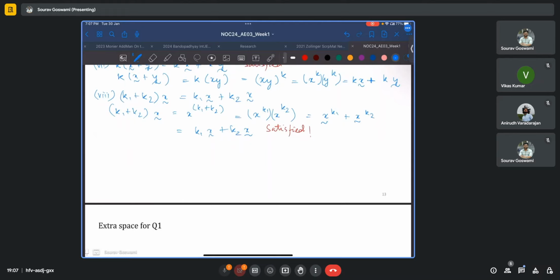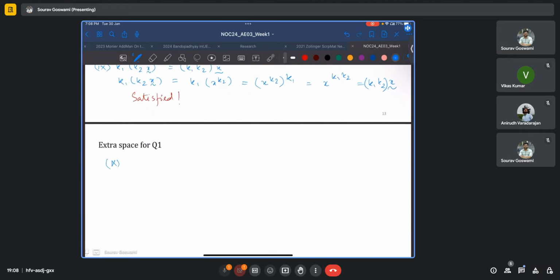Two axioms to go. The ninth axiom says that k1 times k2x should equal k1 k2 times x, the associative property of scalar multiplication. Let's see what this looks like. The left-hand side, if you work on it, would mean k1 times x power k2, again based on how we have defined scalar multiplication, which indeed equals x power k1 k2, which is nothing but k1 k2 times the scalar x. So this is satisfied as well, and things are looking good so far. Let us check the final axiom and whether it is satisfied or not.